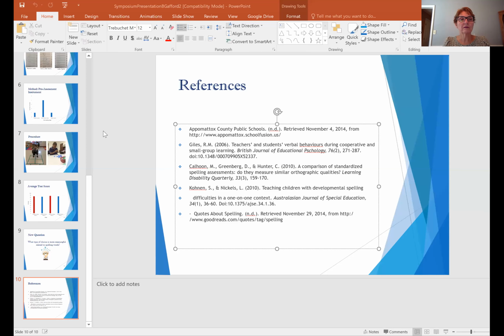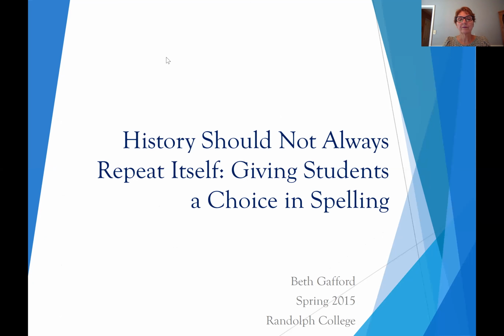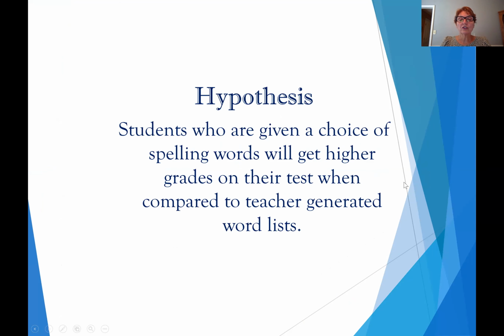So let's take a look at one teacher's presentation. Here's the title that this teacher has put forward: History should not always repeat itself, giving students a choice in spelling. And she begins here with her hypothesis. She does not include the problem or the question, but you can definitely do that.